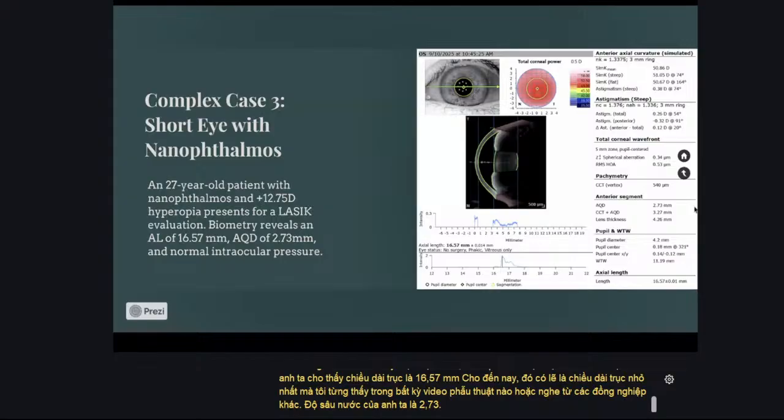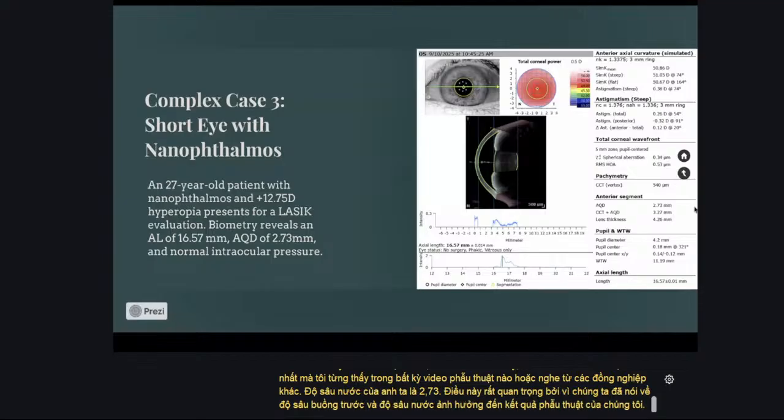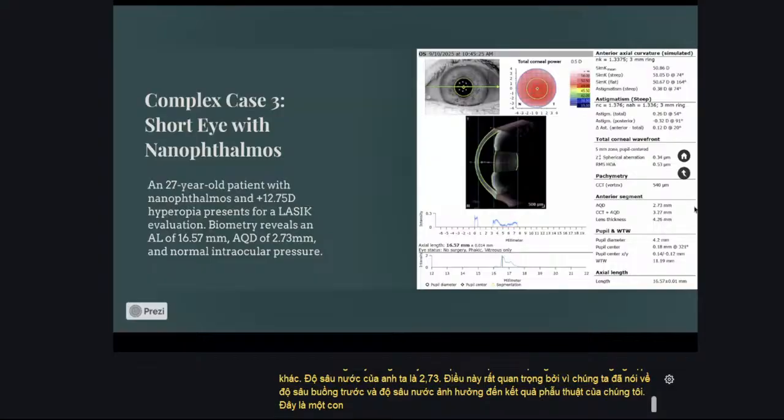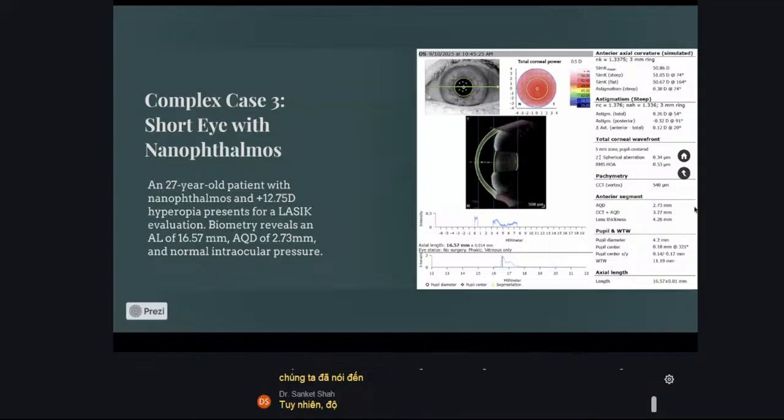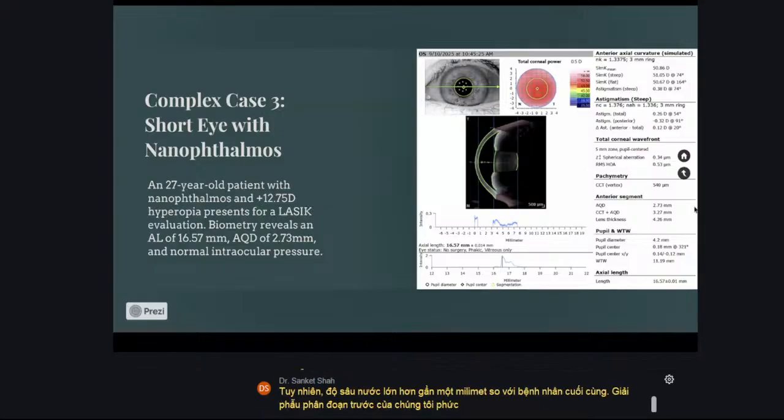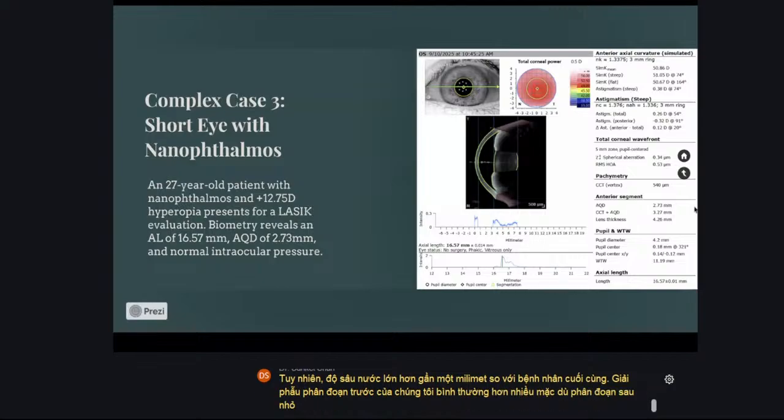So this is important because we talked about anterior chamber depth and aqueous depth affecting our surgical outcomes. This is a very small eye. This is about 6 millimeters shorter than the last eye we talked about. Yet the aqueous depth is almost a full millimeter larger than that last patient. Our anterior segment anatomy is much more normal, despite our posterior segment being significantly smaller. So these are why these variables are so important to incorporate into biometry. This patient had a normal intraocular pressure.